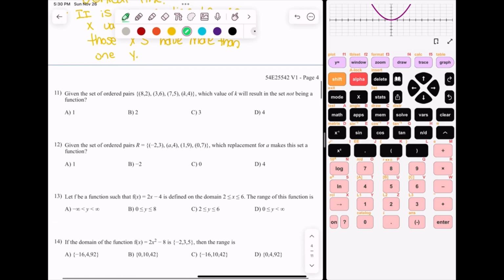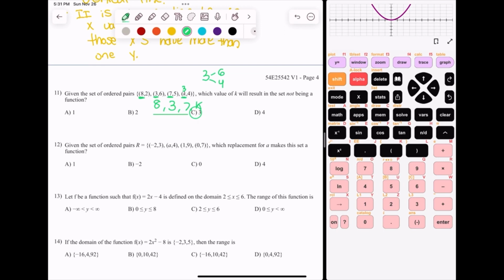Given the set of ordered pairs, which value of x will result in the set not being a function of k? So right now we have 8. I only care about the first numbers, 3, 7, and k. For this to not be a function, one of the numbers here would have to repeat. I don't see an 8 here. I do see a 3. 3 would repeat, making it not a function. Because if you replace this with 3, then the input 3 would go to 6 and it would go to 4. So it would not be a function.